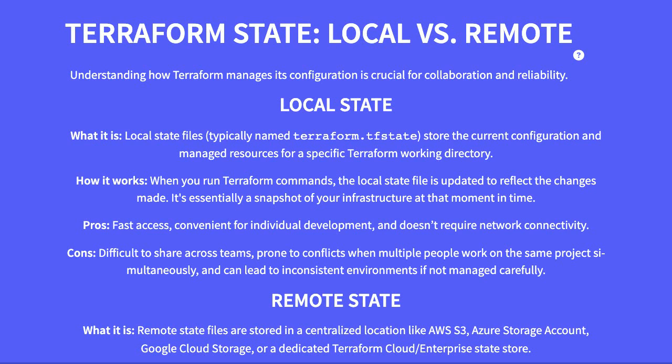Local state is just a file stored on your computer, handy for individual work but tricky to share and prone to conflicts if multiple people are working at once. Remote state, however, lives in a central place like cloud storage, ensuring everyone has the same consistent view of everything and making collaboration much smoother. Super helpful when teams are involved.